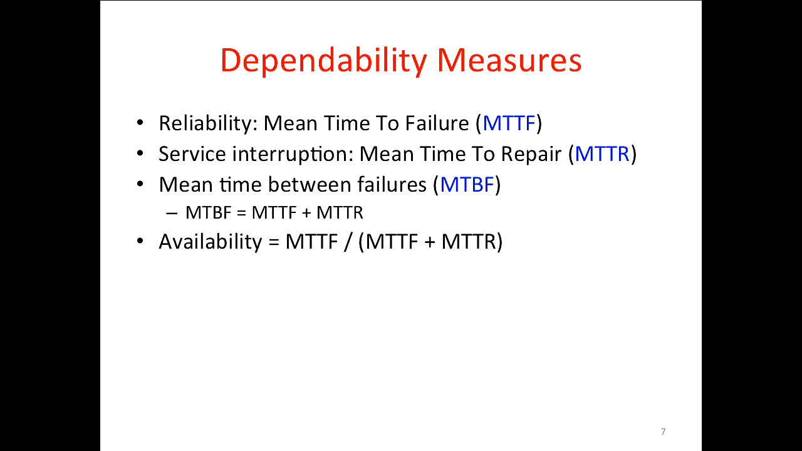So availability is this measure: for what fraction of the time is the system providing me service? So that's just simply the mean time to failure divided by the sum of the time to failure and time to repair. So that's what fraction of the total time the system's running can I rely on it being there?